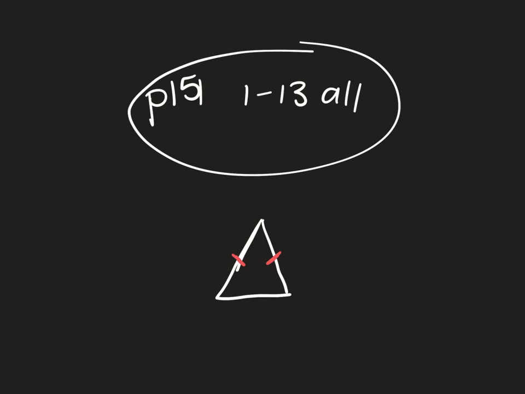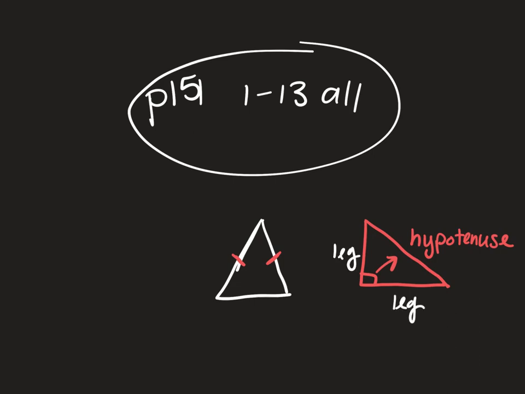For number 10, when you have a right triangle, the hypotenuse is the side that's across from the right angle. And the sides that touch the right angle or form it are the legs. So you've got the two legs that make the right angle, and then the side across from it is the hypotenuse.